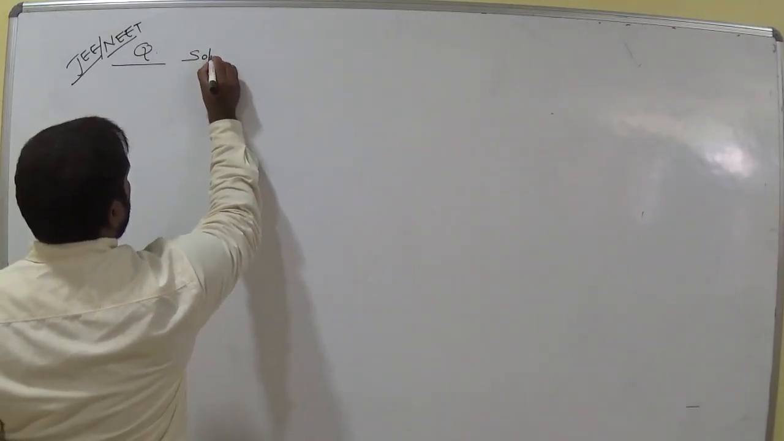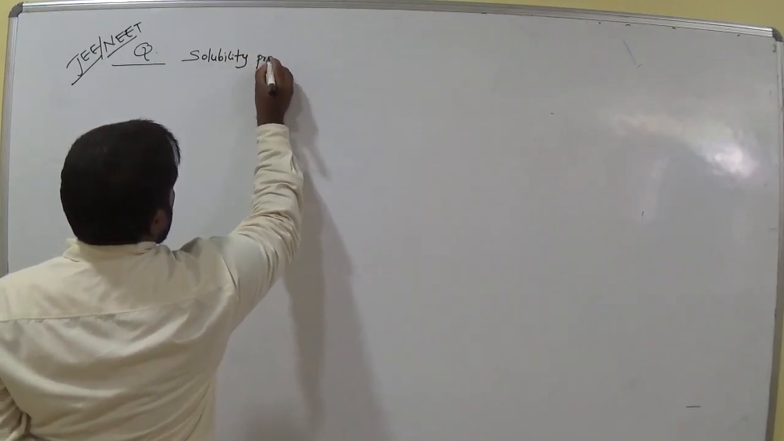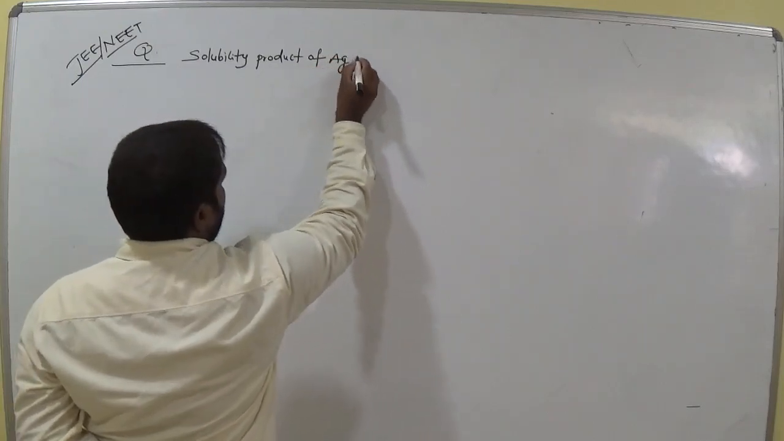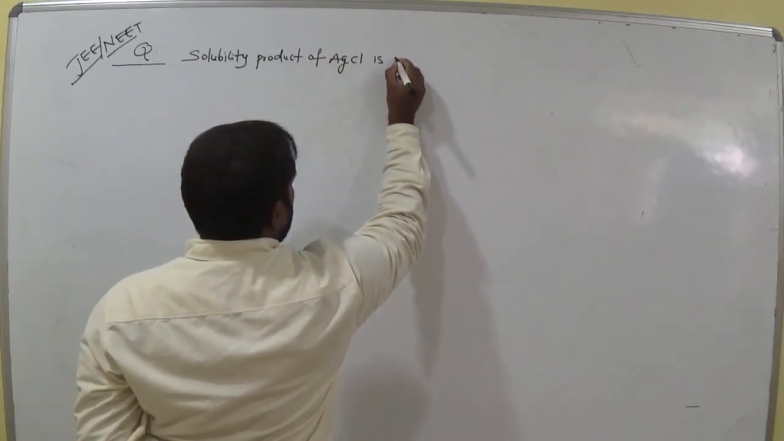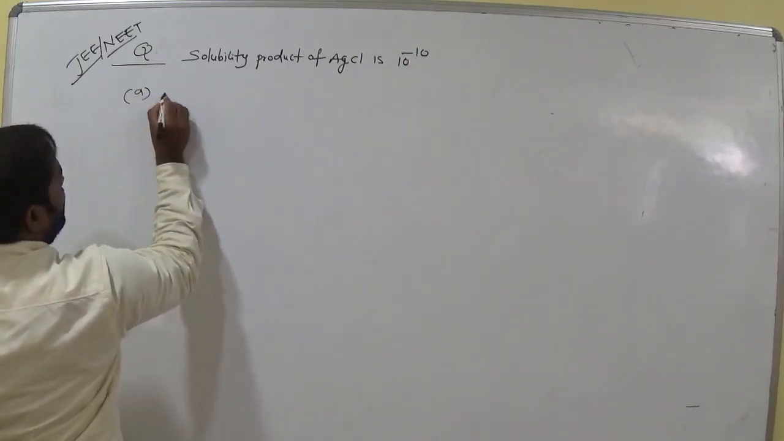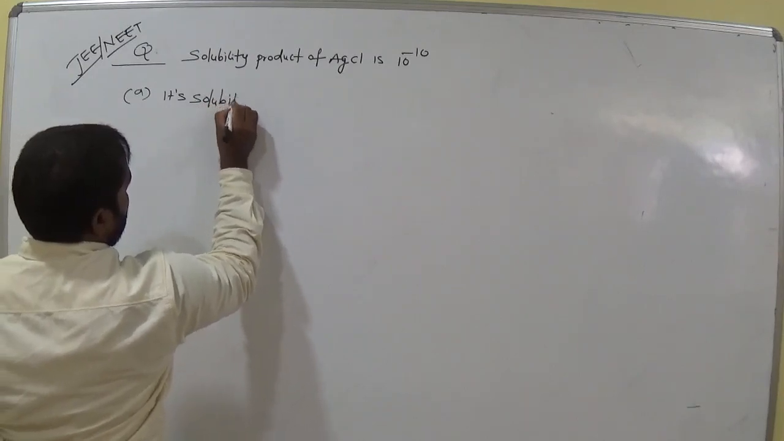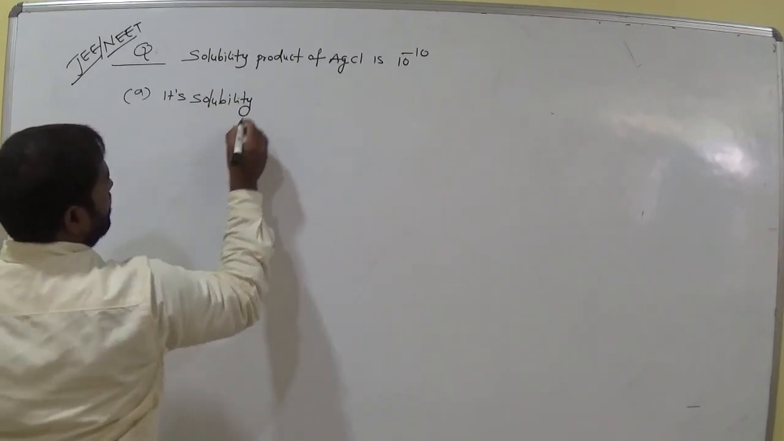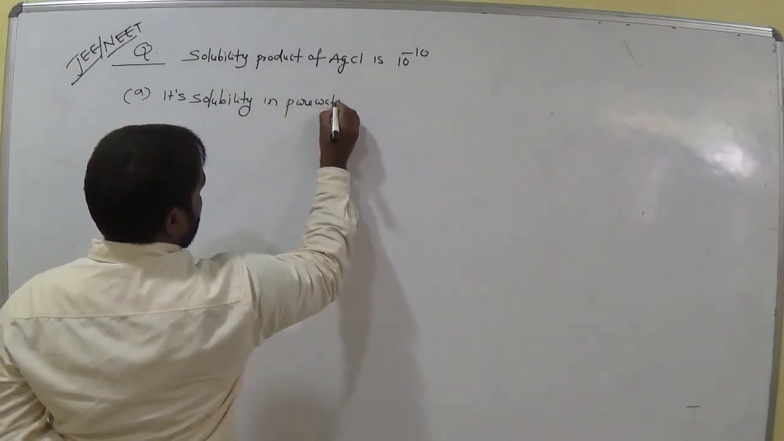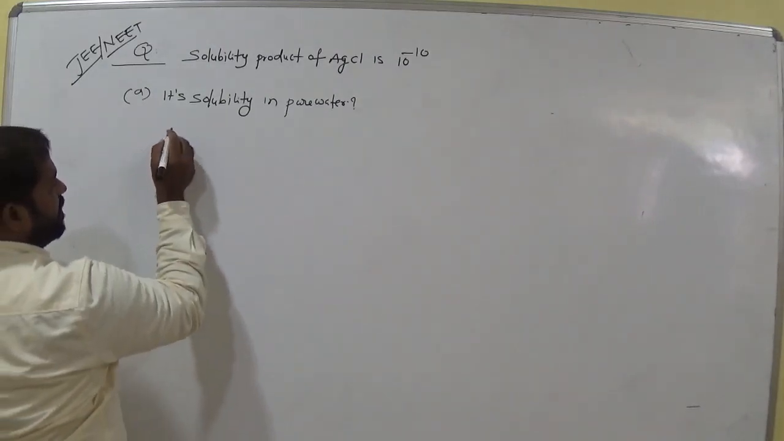solubility product. Second problem. Solubility product of AgCl is 10 power minus 10. Now its solubility in pure water, how much? Okay, let's see the expression.